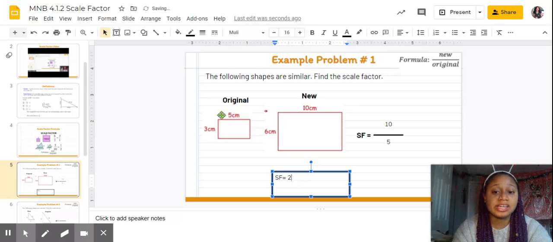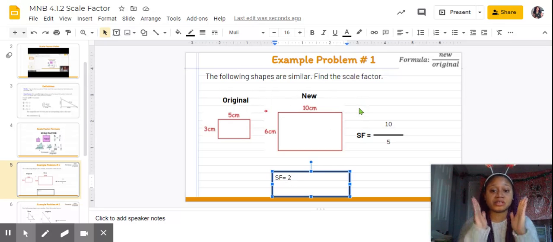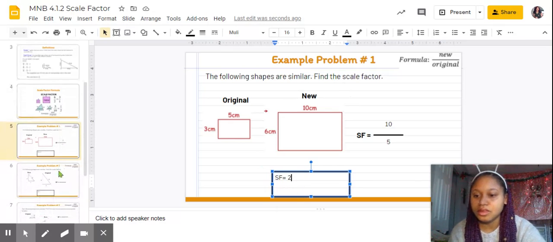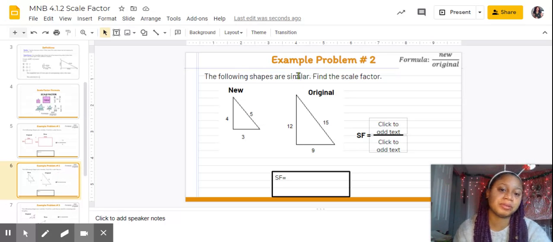So that means each of these sides, you multiply the original by 2 to get the new. So 3 times 2 is 6, 5 times 2 is 10. Because the scale factor is basically just telling you what you have to multiply the original by to get the new. And we multiply the original by 2. Let's look at example problem 2.